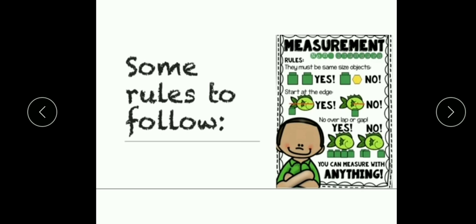What is your first rule? The objects that you are using must be of the same size. And second is, always start at the edge, not in the middle, and make sure that there is no overlapping and there is no gap.